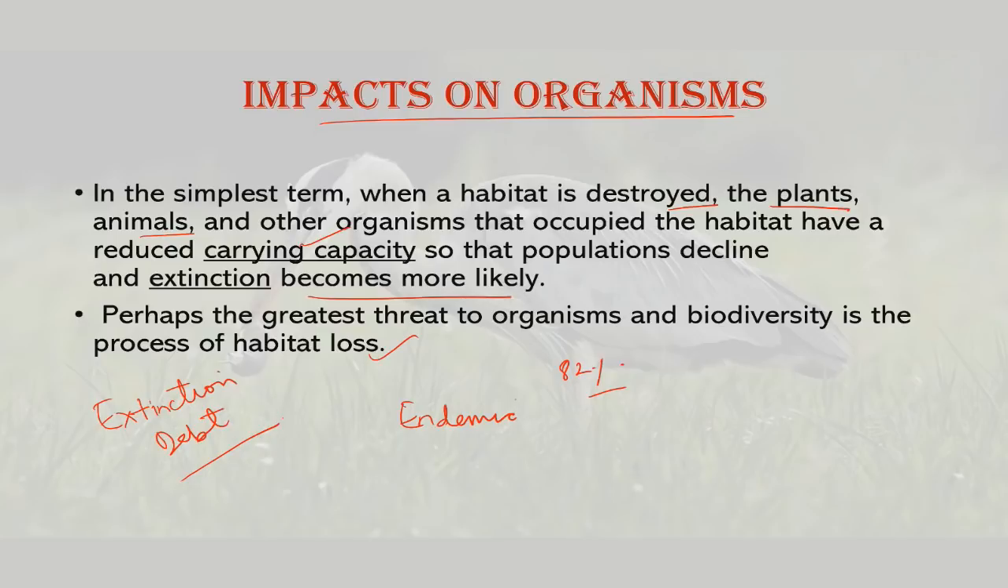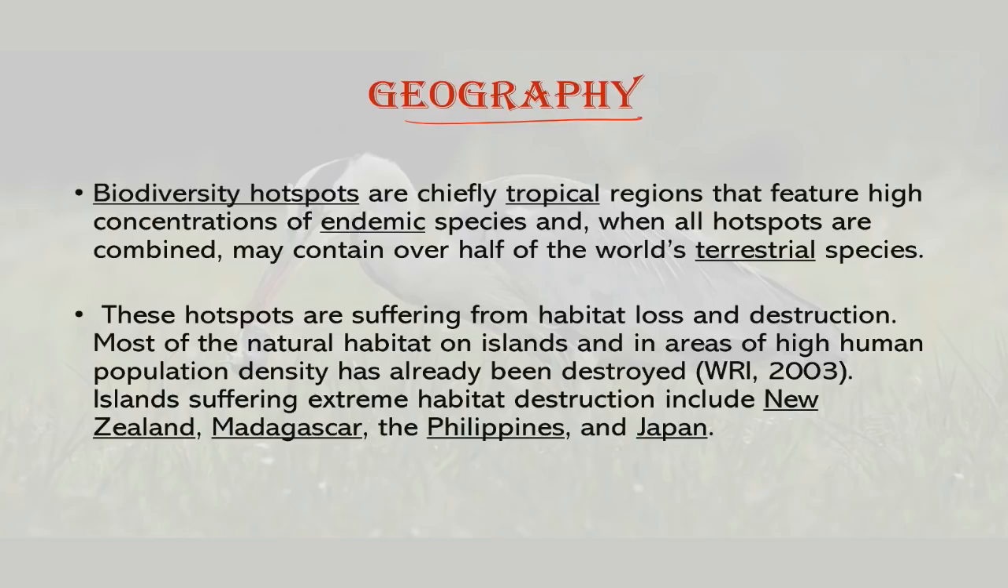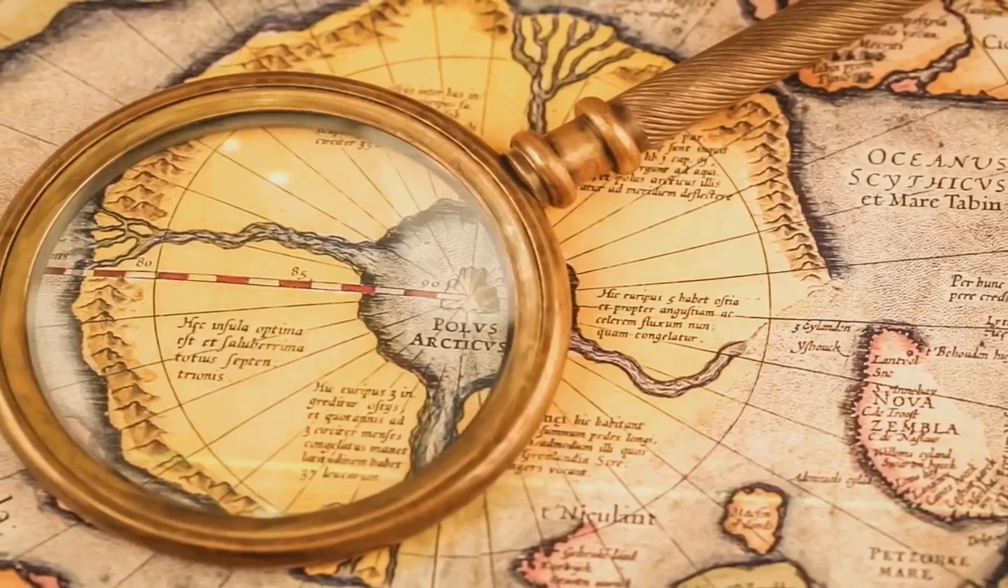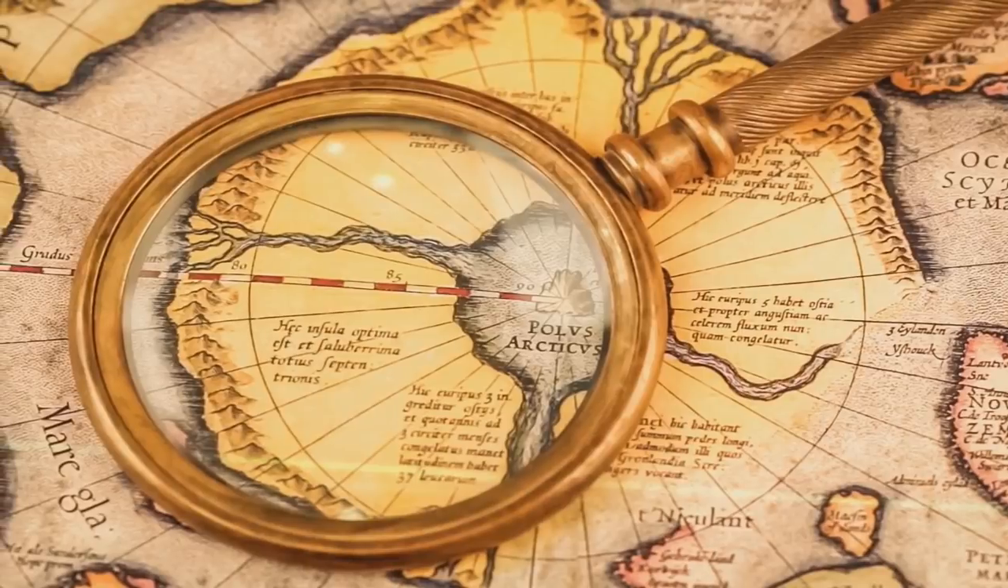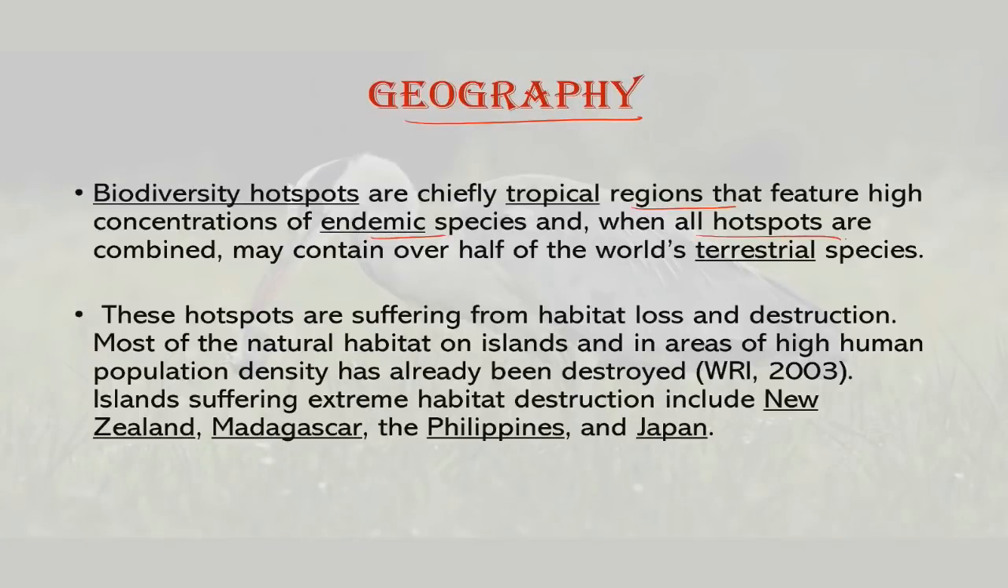One of the most famous examples is the impact upon China's giant panda, once found across the nation. Now it is only found in fragmented and isolated regions in the southwest of the country as a result of widespread deforestation in the 20th century. Now taking a look at the geography, biodiversity hotspots are chiefly tropical regions that feature a high concentration of endemic species. When all hotspots are combined, they may contain over half of the world's terrestrial species.